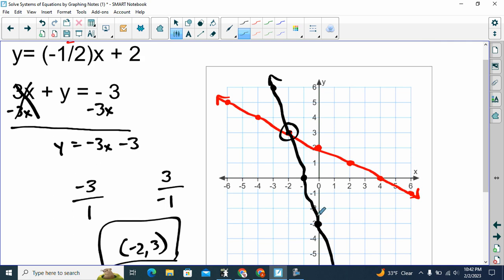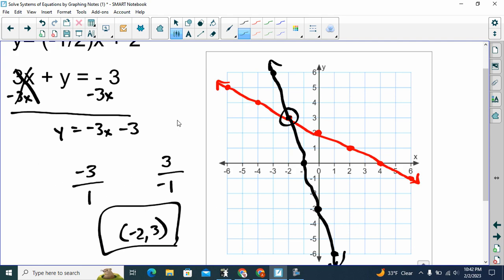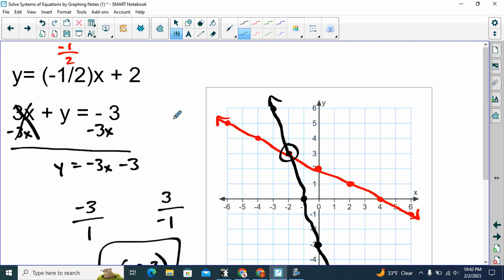We're going to stop right there. We will continue next time. We will take a look at some that have either no solution or infinitely many solutions.